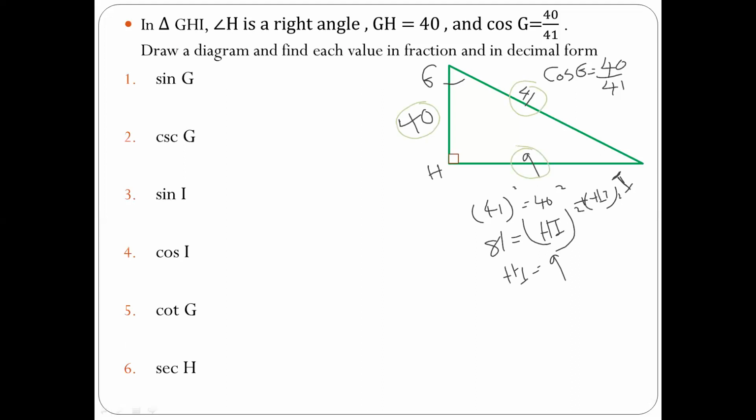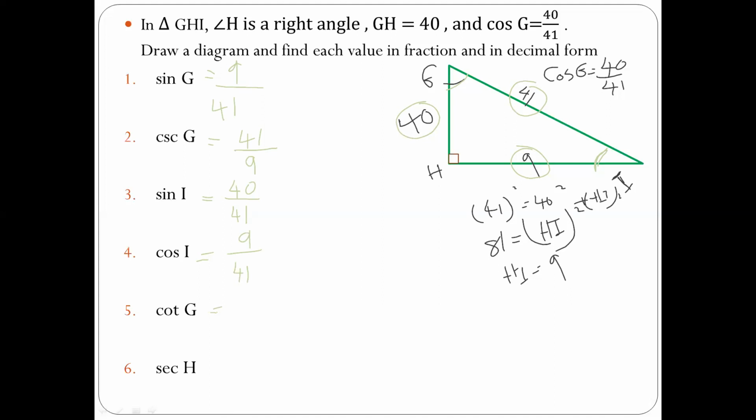Now sine G. How can I find sine G? This is G. Sine is opposite 9 over hypotenuse 41. Cosecant G. Cosecant is 1 over sine. What does it mean? The reciprocal of sine: 41 over 9. Sine I is opposite over hypotenuse. Cosine I is adjacent 9 over 41.